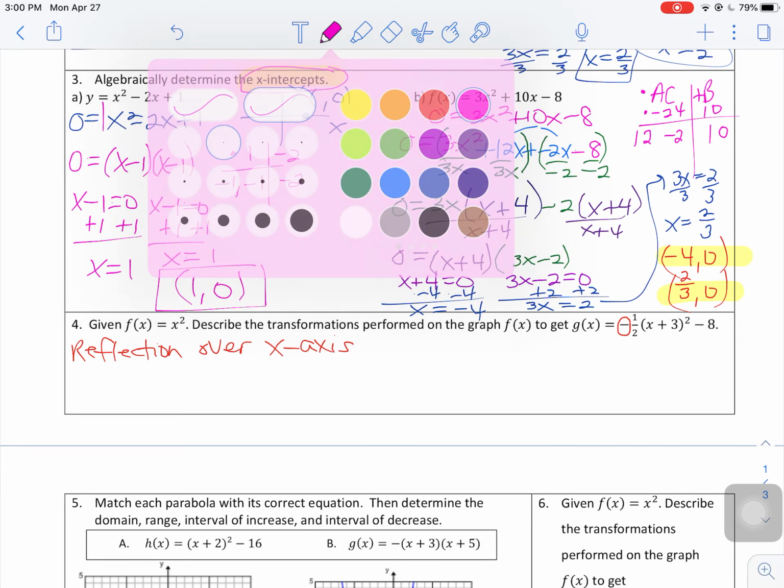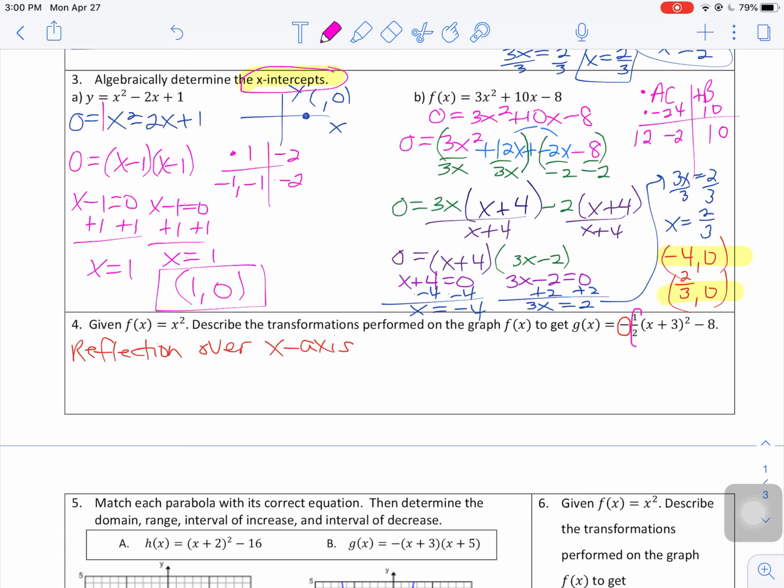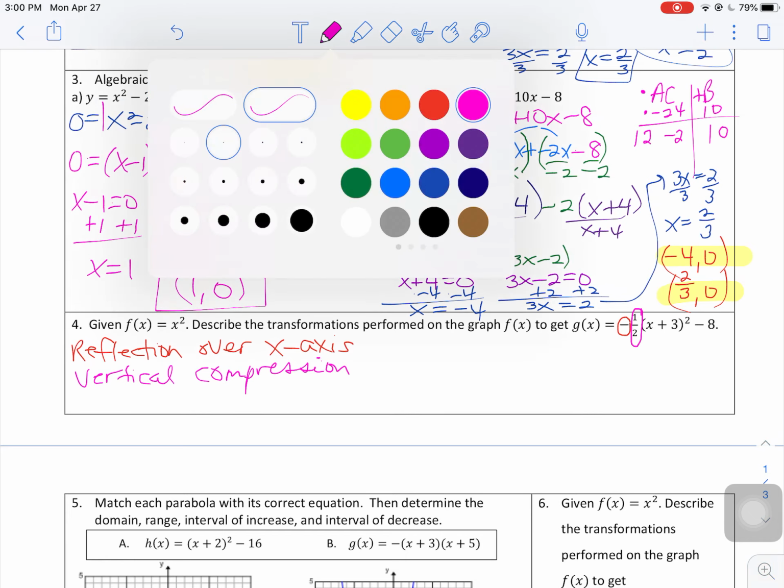The a value in front has to do with vertical compressions and stretches. So since 1/2 is in between 0 and 1, that's going to be a vertical compression. If it had been greater than 1, it would be a vertical stretch.